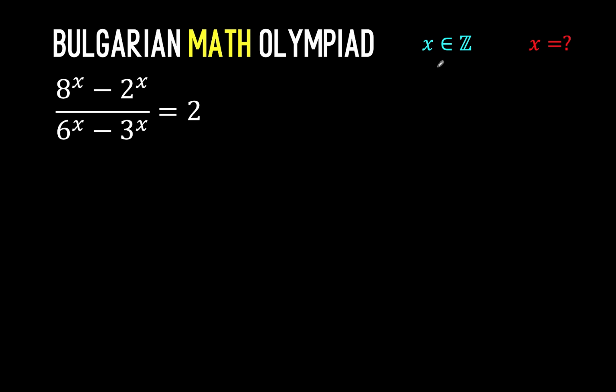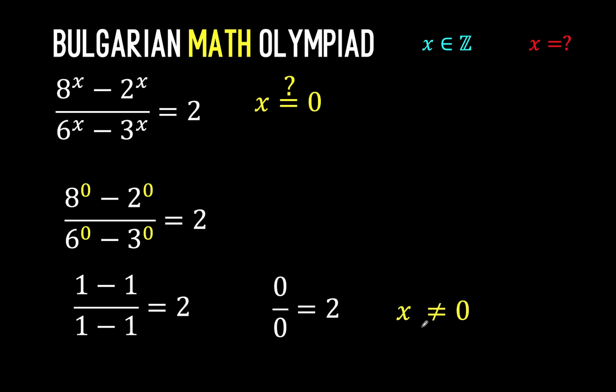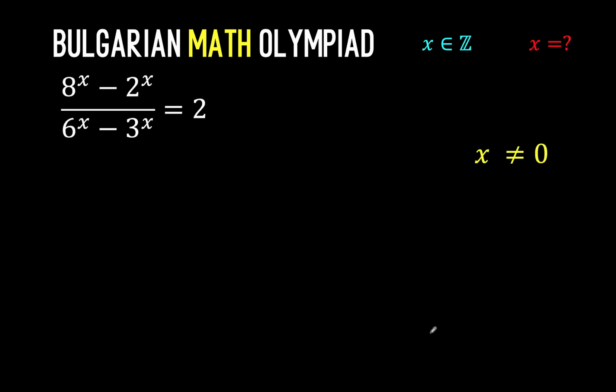Since we are after an integer solution for this problem, and since we have here a division operation, let's check first if there is division by 0 that will happen here. So let x be equal to 0 and check what happens to this equation. If x is 0, we have (8^0 - 2^0) / (6^0 - 3^0), and that gives us (1 - 1) / (1 - 1) = 2. That resulted in an indeterminate form 0 over 0 equals 2, which is not correct. So here, we know that x is not equal to 0.